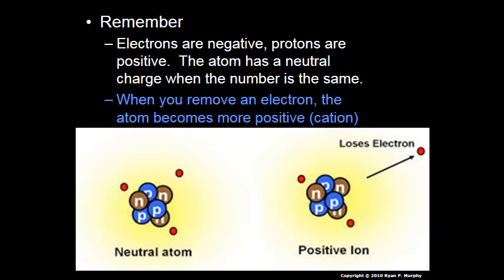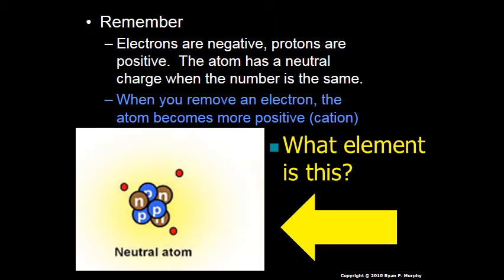This guy is neutral, 3 protons and 3 electrons. If we lose an electron, now it's got 1, 2, 3 positive protons and only 2 negative electrons. So it is more positive. When you lose an electron, you become more positive.